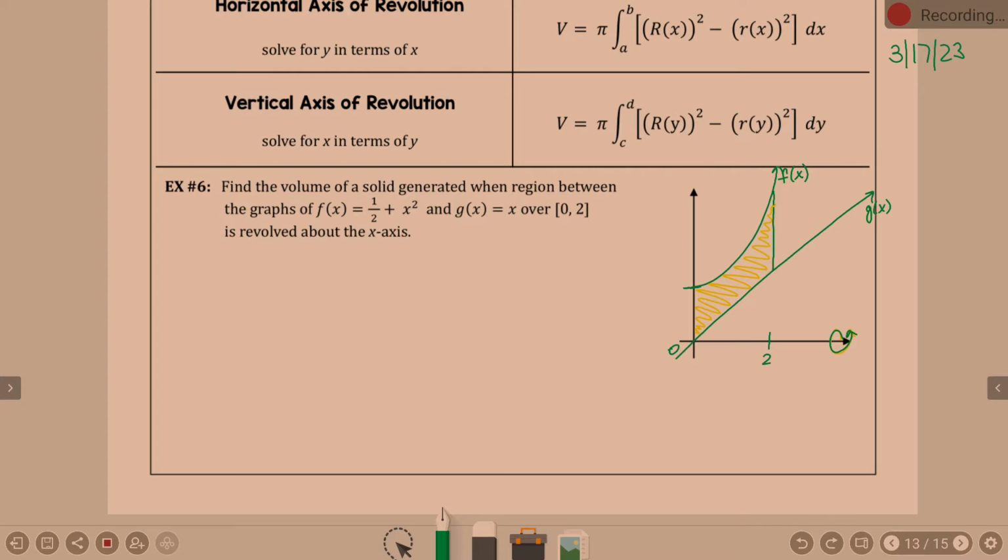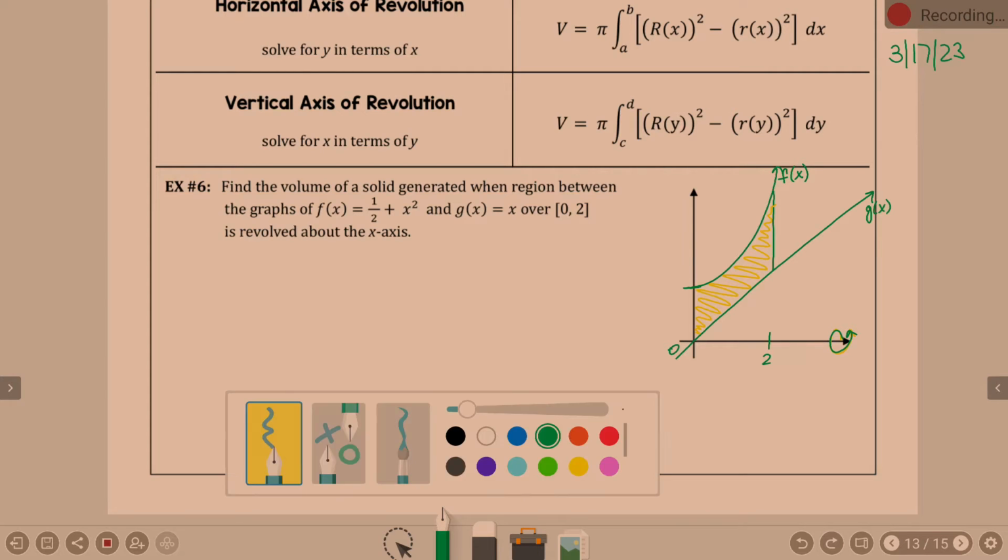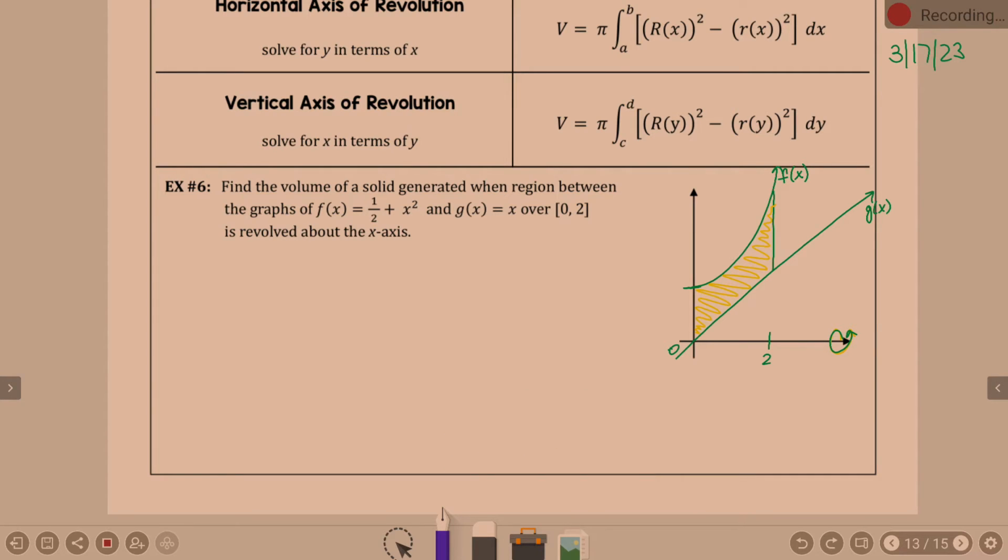Now, what you've got to think about, let me grab a different color, is we've got big R. Where's our larger radius going? That's going to go from the f of x, right? So you've got big R, which is going to be this distance right here, because you're revolving around the x-axis. So it's a distance from there to there. And then that makes little r, that distance from there to there.